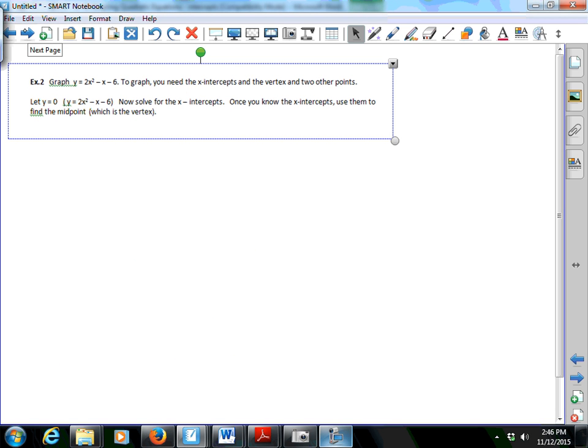Next. Graph 2x squared minus x minus 6. To graph it, you need to graph the x-intercepts and the vertex and then 2 other points. So if I give you this equation, to find the x-intercepts, you need to let y equal 0, just like we did before. So 0 is equal to 2x squared minus x minus 6. I see my a value is positive, so I know it's going to open up. Keep that in the back of my head.